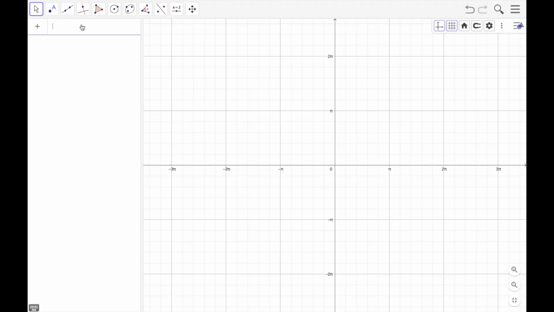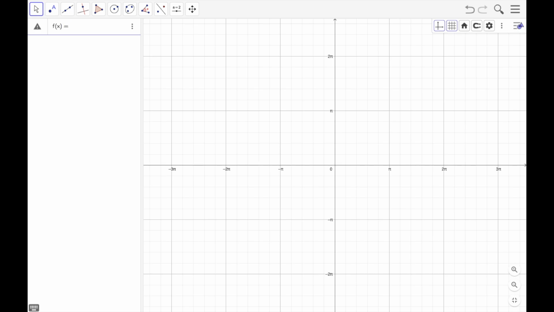This is a classic GeoGebra 6 window, and I'm going to consider the function f of x is equal to mod x. Then I give you the command that repeats that function again and again for some interval, minus pi to pi or 0 to 2 pi.